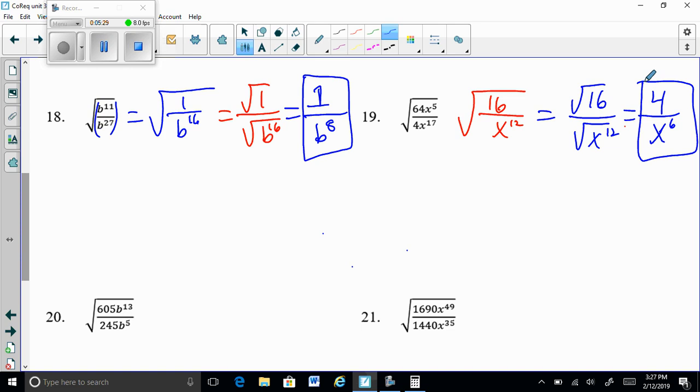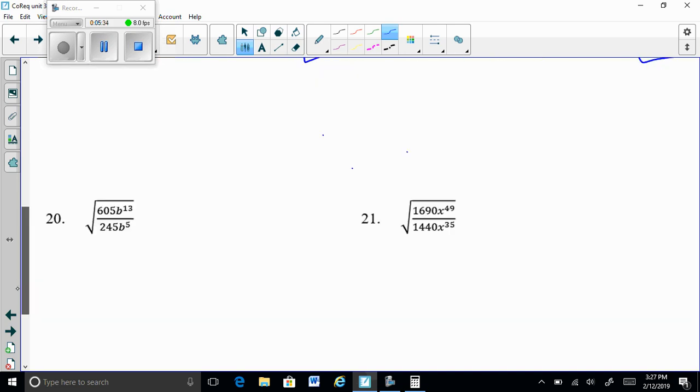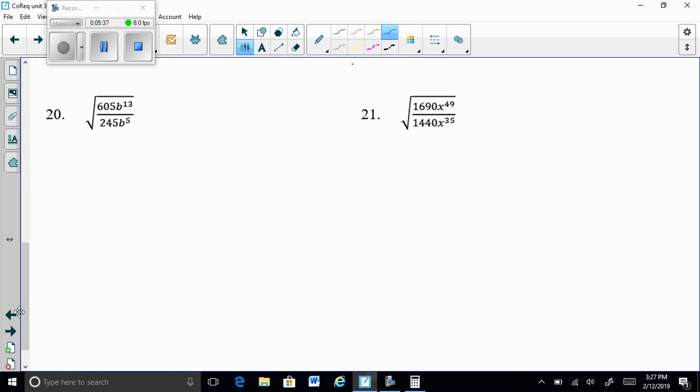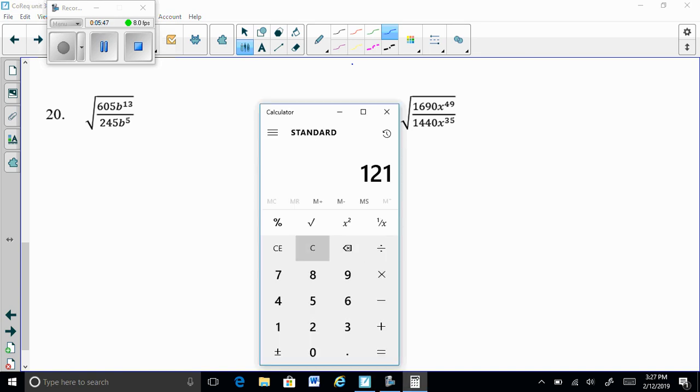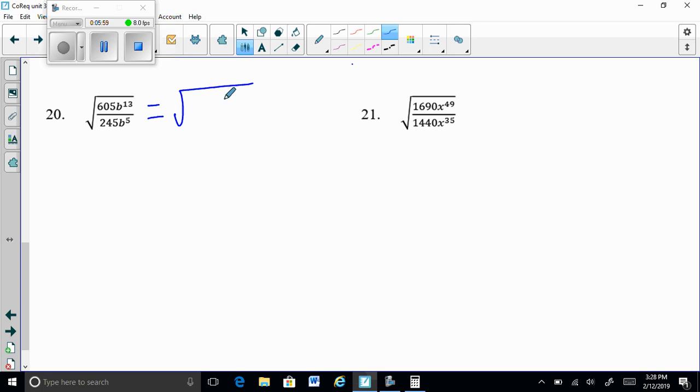Okay. All right. So looking at 20, obviously the numbers look like they're kind of getting a little crazy. So 605 and 245. Well, what I notice is they both end in the number 5. So that means they should both be divisible by 5. So that's where I'm going to start. So 605 divided by 5 is 121. So let me go ahead and start to rewrite this before I forget. So let's see, square root of 121 b to the power of 13 all over.